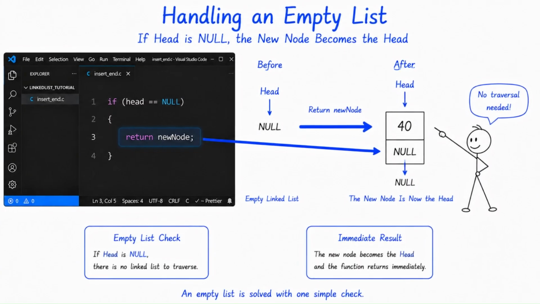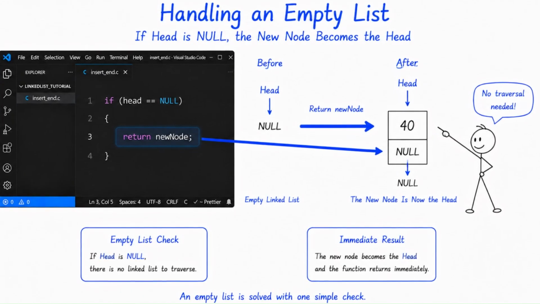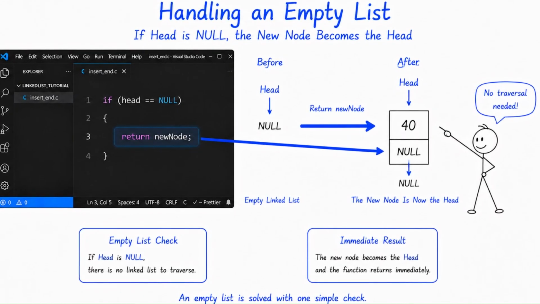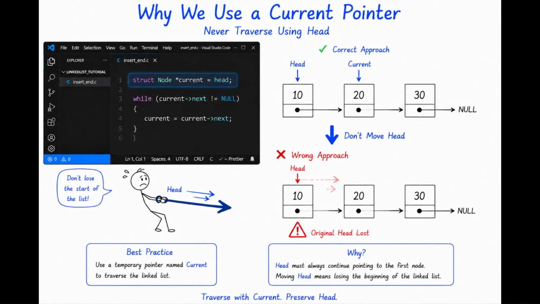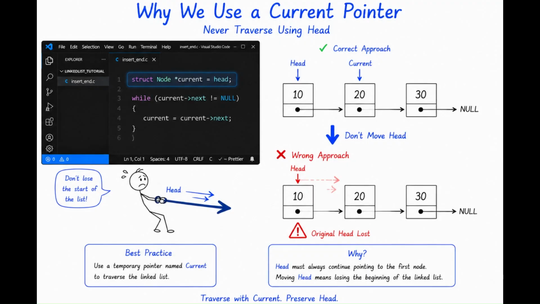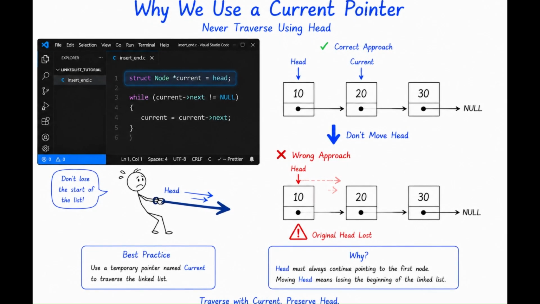Notice the empty list catch here too. If the whole list is empty, we just return the new node immediately as the new head. But here's the most crucial part for the traversal engine itself. We absolutely must use a temporary pointer. We say struct node current equals head.